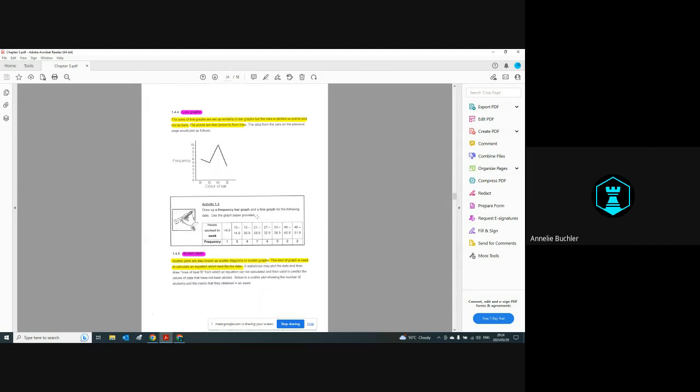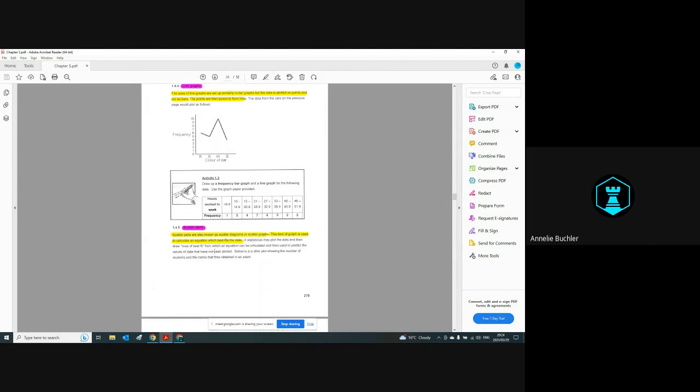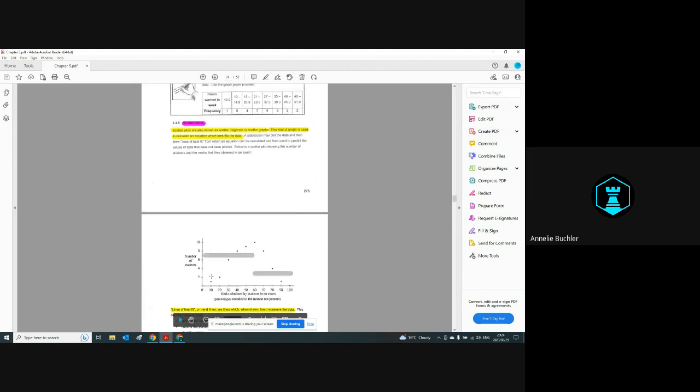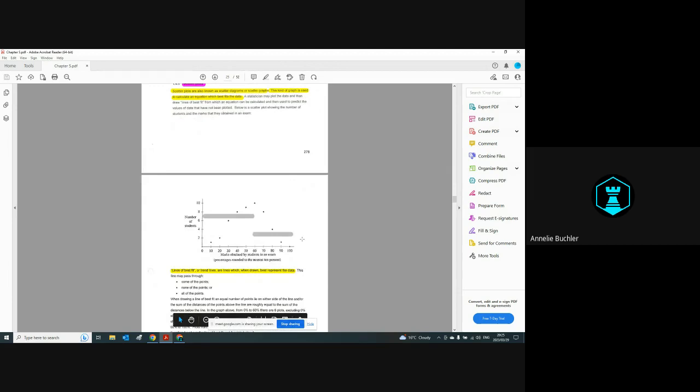A line graph, here's an example. The axes of the line graphs are set up similarly to bar graphs, but the data is plotted as points and not as bars. And then the points are joined by lines. Okay, then you get scatter plots, scatter diagrams, or scatter graphs. This kind of graph is used to calculate an equation which best fits the data.